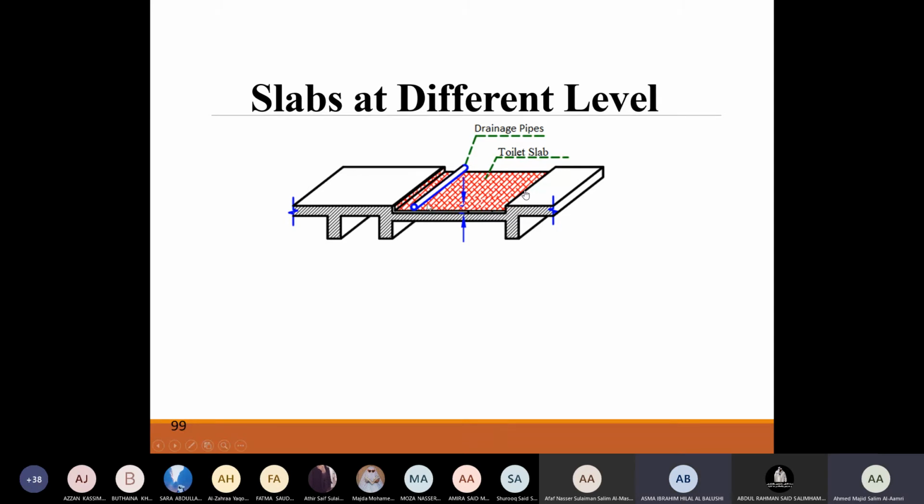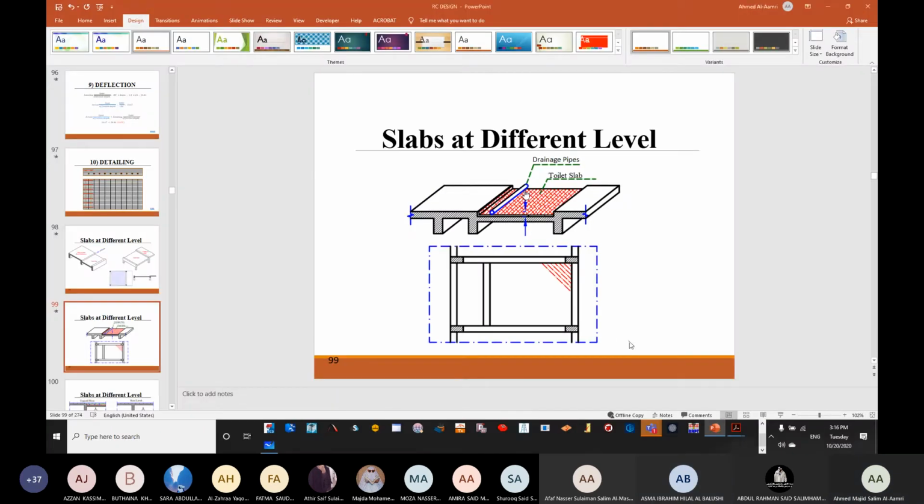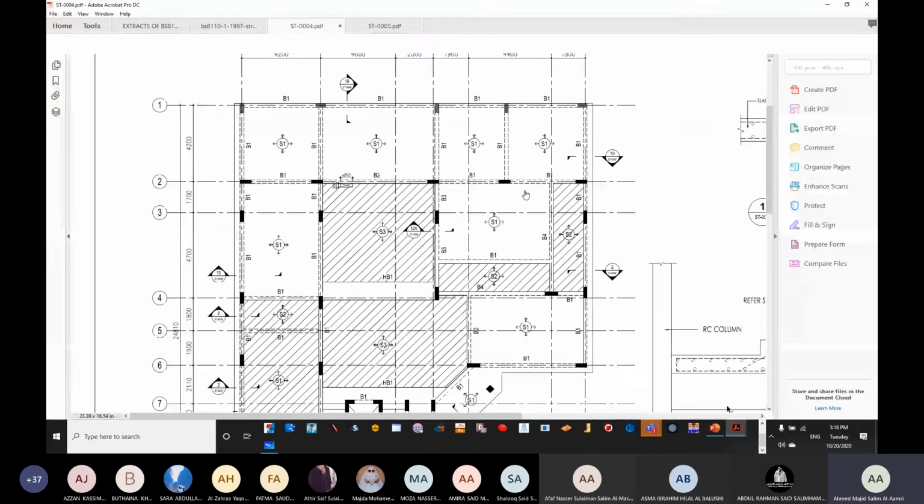Sir, can you please repeat how we identify the sunken slab from the plan? Because the net connection was weak. The hatched slab. A slab which is shown by hatches only. If you open your plan, a slab which is having hatches, which is having inclined lines, is called a sunken slab.